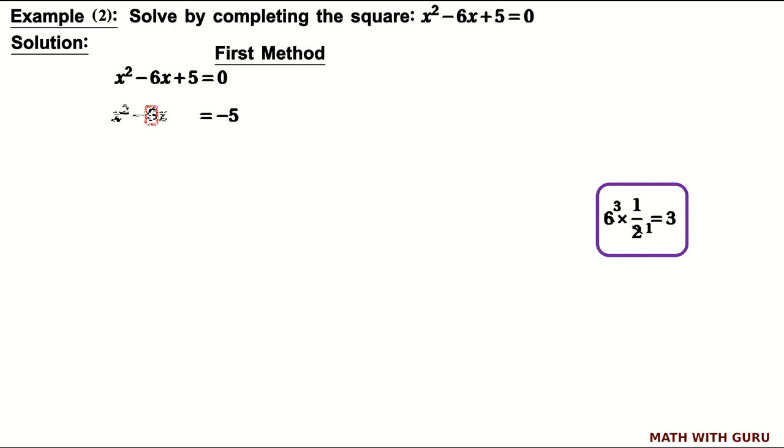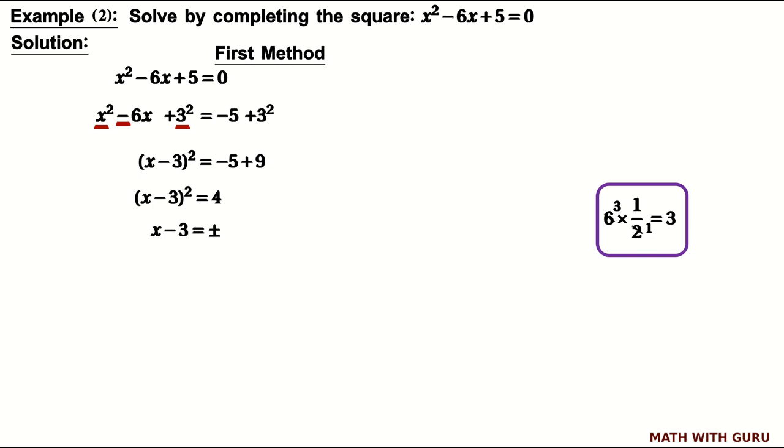Now add 3 squared to both the sides. Plus 3 squared, and here also plus 3 squared. Consider x, then 3. Here we have negative sign. Therefore, this can be factorized as (x minus 3) whole squared equals minus 5 plus 9. (x minus 3) whole squared equals 4. x minus 3 equals plus or minus root 4. x minus 3 equals plus or minus 2.